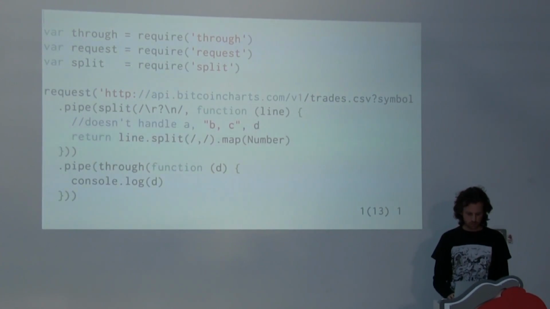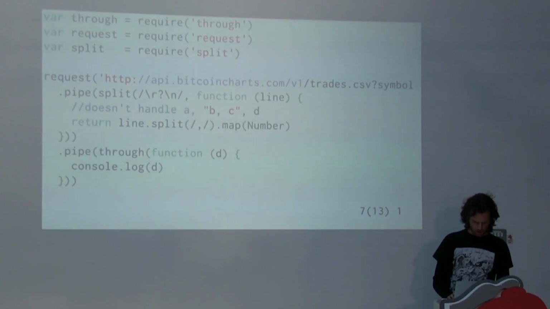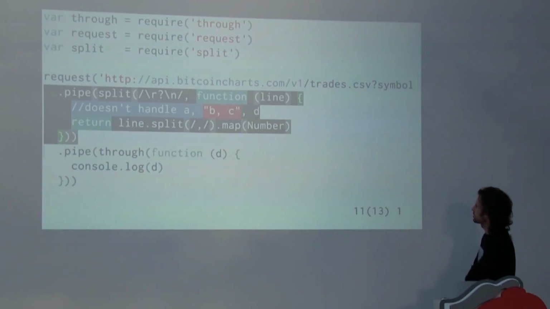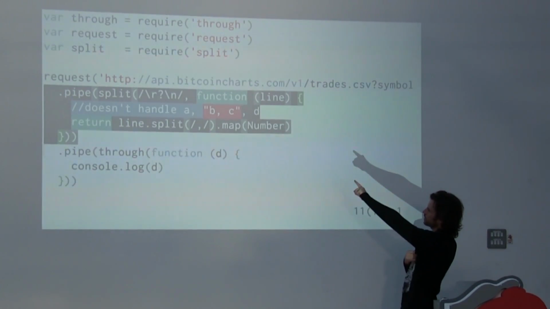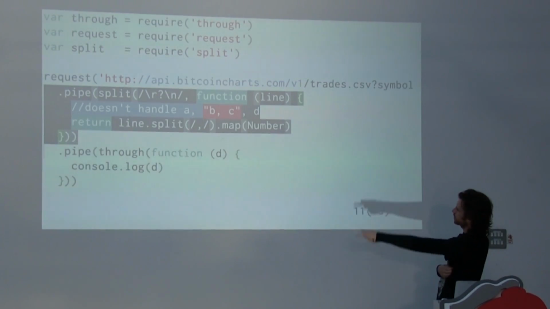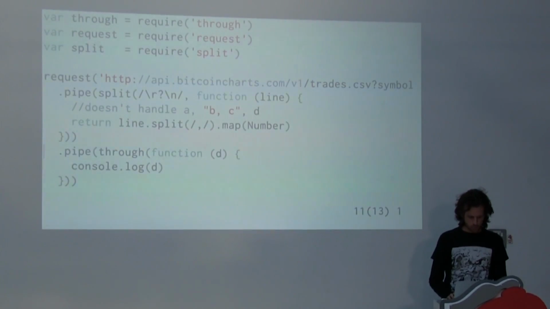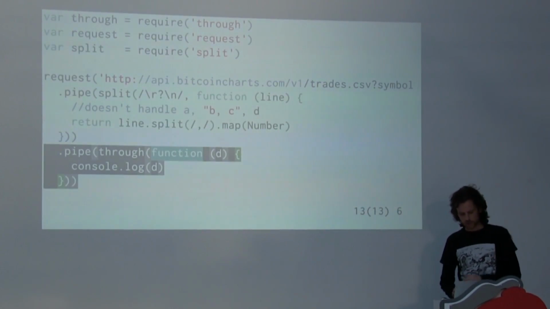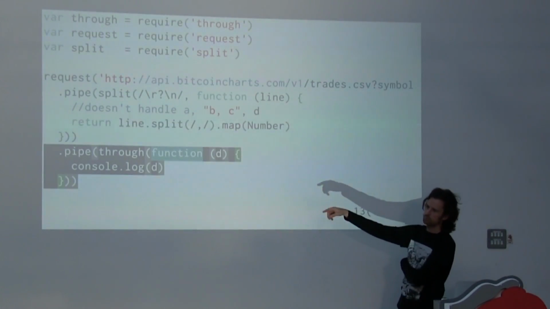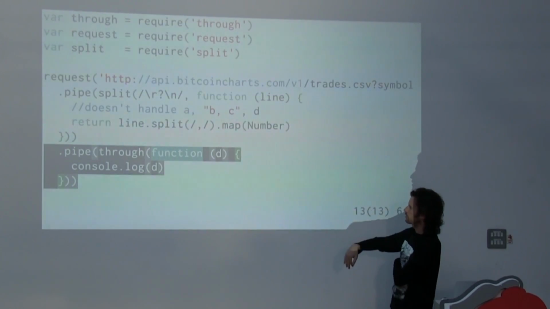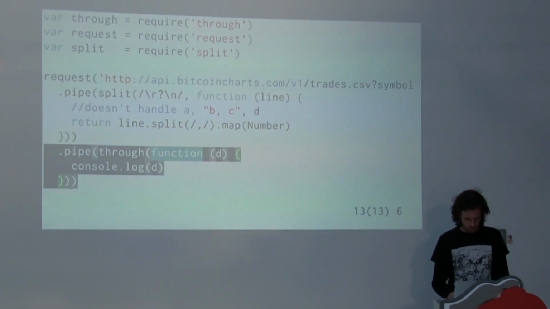So we're going to do an HTTP request to get some data. Basically this is just comma separated values, and we'll split it into lines with a regular expression, and then we'll split each line by commas and then turn it into an array of numbers. Then we'll pipe it to a through stream, which is just a stream that passes every piece of data to a function, and the function can emit data, can send data out, but in this case it's just consuming data and writing it to console log.